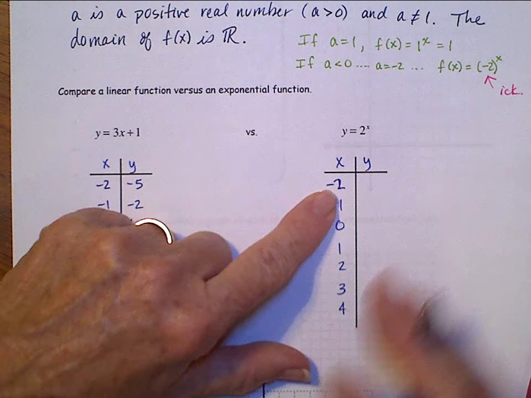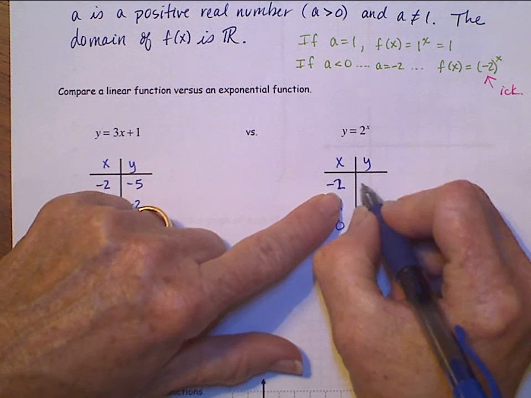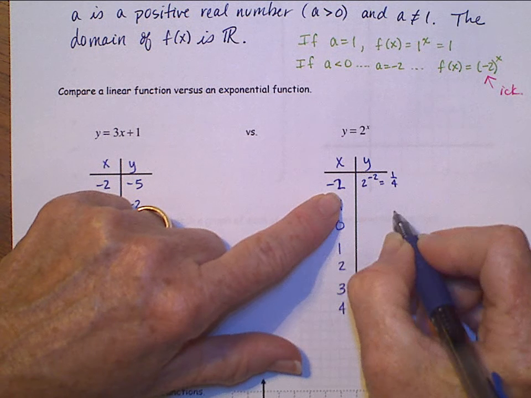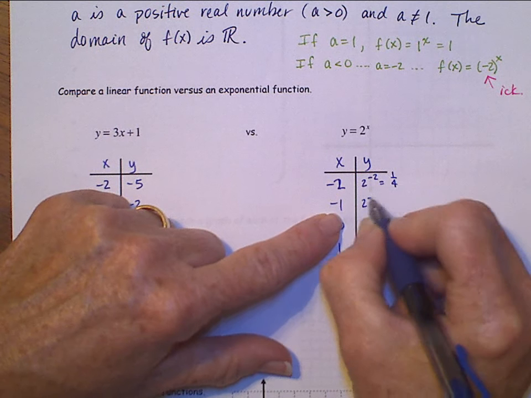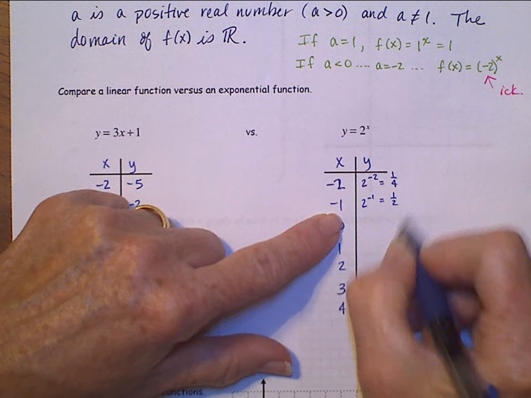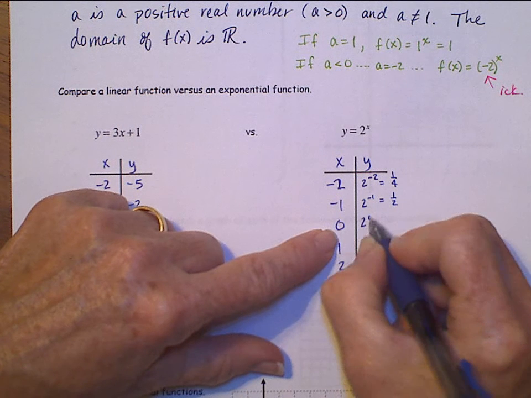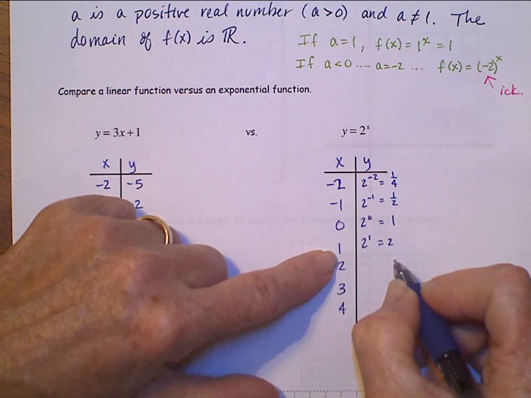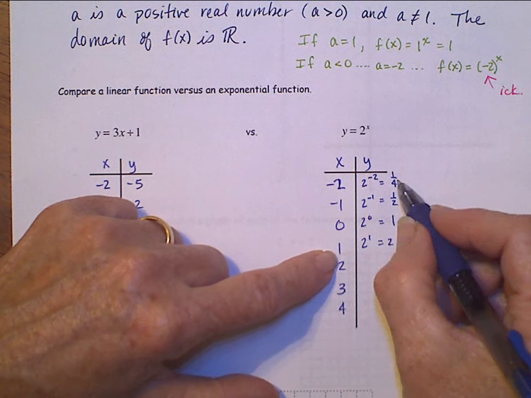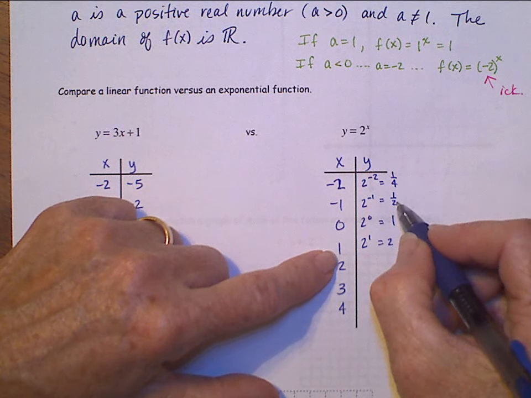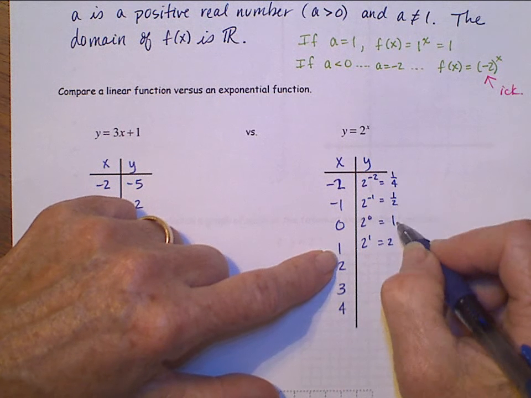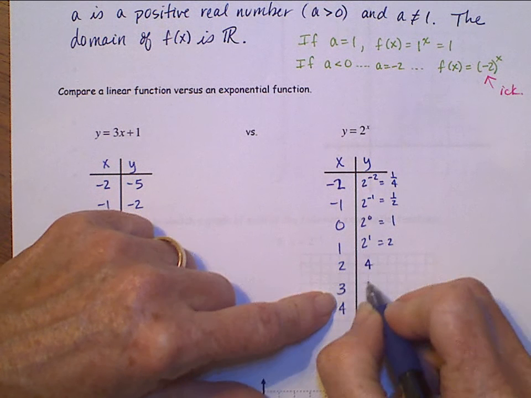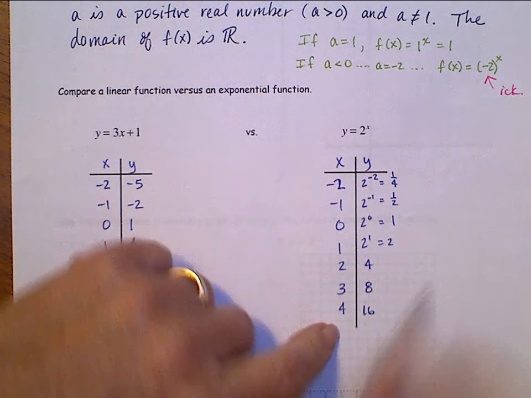Let's come over here and look at this. This one's going to be 2 to the -2. That's 1/4. This one's 2 to the -1 is a half. 2 to the 0 is 1. 2 to the first is 2. All right, what's the pattern here? To get from a fourth to a half, and then to a 1, and then to a 2. Sure, it's just multiply by 2. So that's 4, 8, and 16.